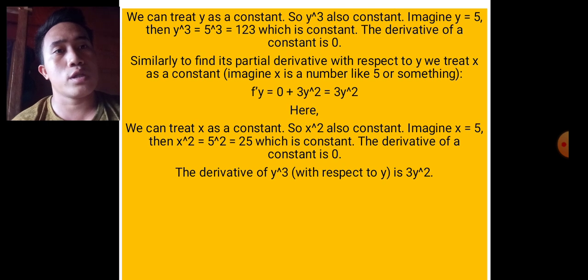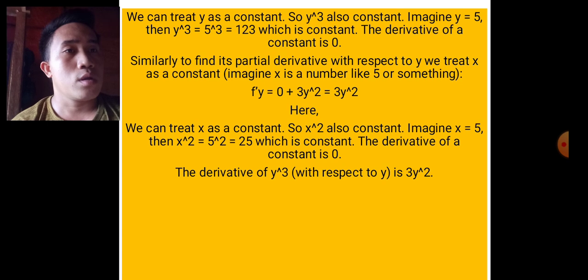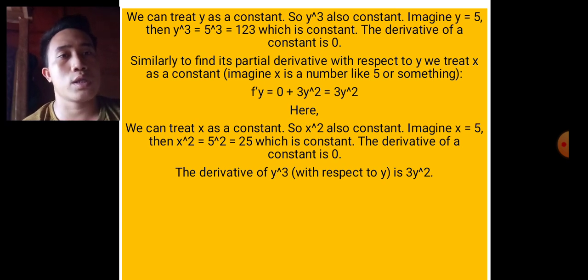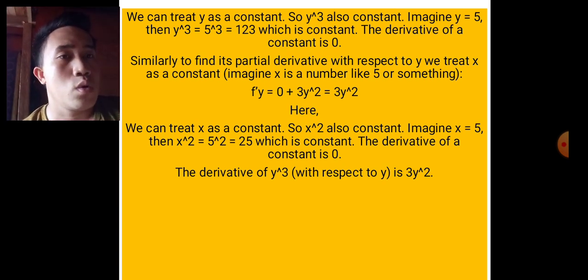Similarly, to find the partial derivative with respect to y, we treat x as a constant. Imagine x is a number like 5 or something. So f prime y equals 0 plus 3y squared, which equals 3y squared. We can treat x as a constant, so x squared is also a constant.